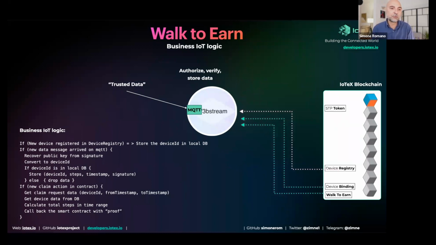Finally, because it's also watching the work-to-earn smart contract, when the WebStream node detects the claim event in the smart contract, this event will also include the claim details, which are the device ID we are claiming for, the timestamp we are claiming from, and the timestamp we are claiming to. So the time range we are interested in. Then WebStream will just use this data to query the local IoT data database and fetch all the data messages incoming from that specific device for which the timestamp is included in the time range. And then, given how our IoT data message is created, it will just take the most recent data message and the first data message in the time range, and calculate the difference of the steps to get how many steps have been walked in the time frame.